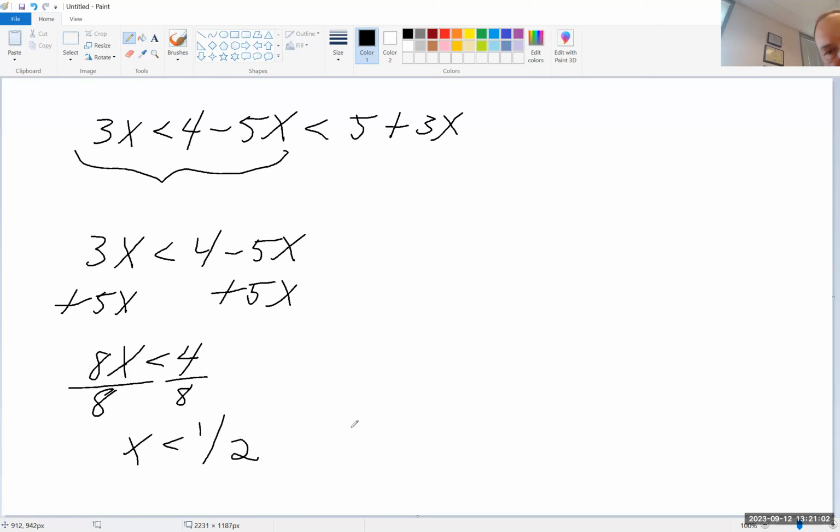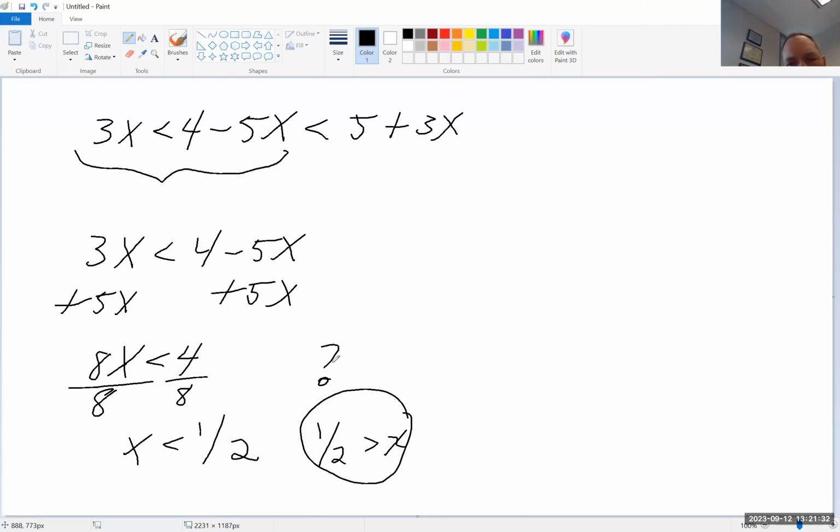I think it is actually going to be important that we recognize that this is the same as saying 1/2 is greater than the x. Let's see how we use this information. I think it might not be 100% clear, but let's just go with that for now. And it looks fine. Okay, so we'll go with that.